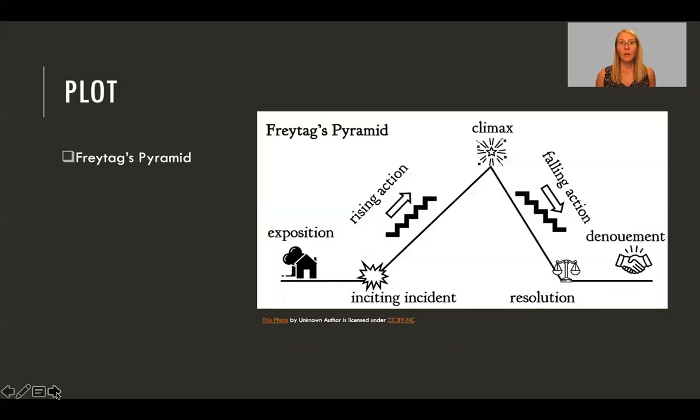Another way to look at plot is Freytag's pyramid. It's a totally different way to envision the structure of a story than our hero's journey, which is much more circular. Over here, I'm starting by the house. We have what's called exposition. You can think of that as backstory. This is the part that sets the stage for what we need to know in order to join up with our characters, our narrator, and start the story.